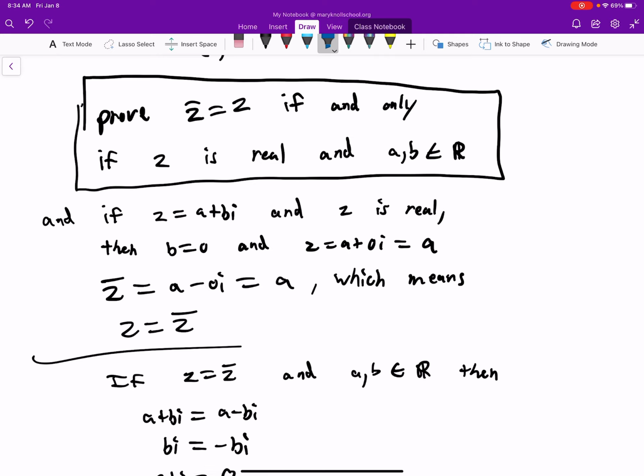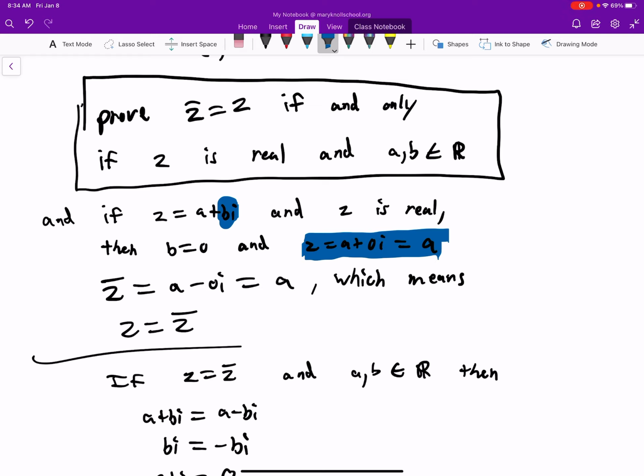I'm going to say that's a plus bi, and z is real. So that means we can't have any imaginary numbers in here. So this b must be 0. So then z is a plus 0i, which means z is a, which means z is a real number.